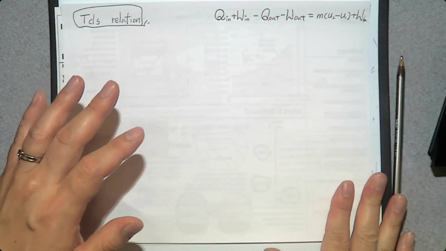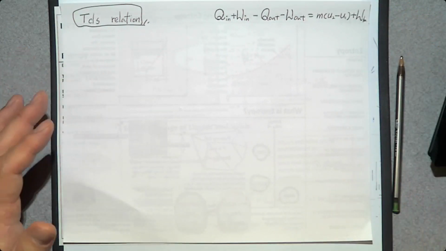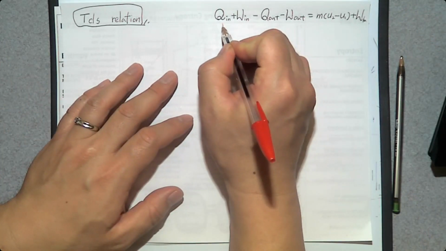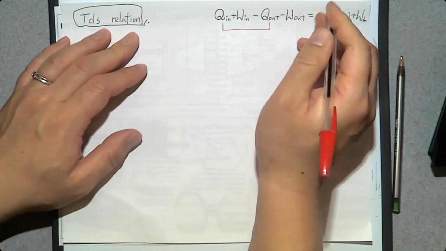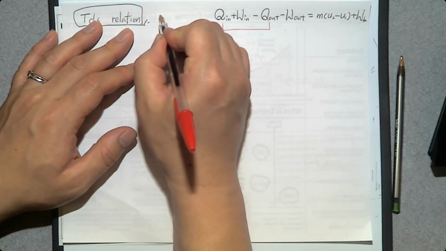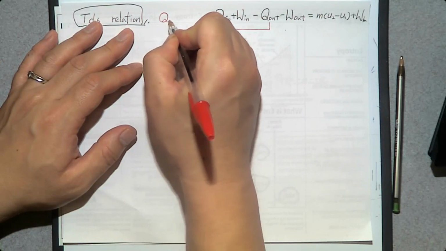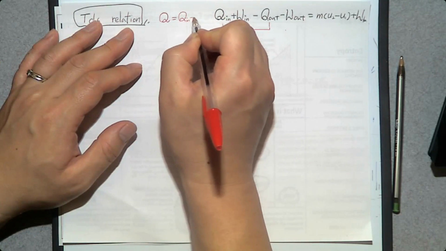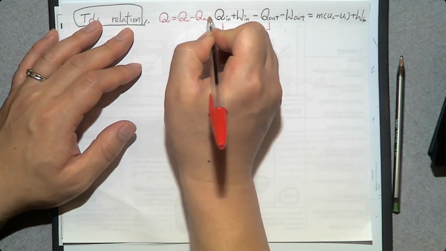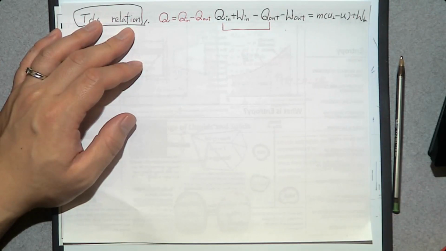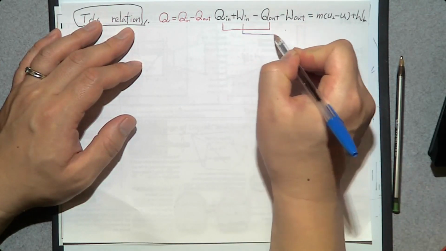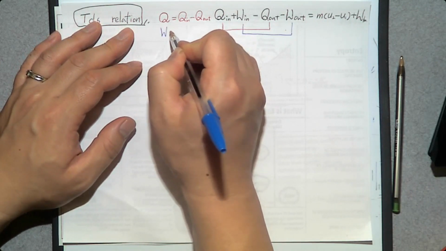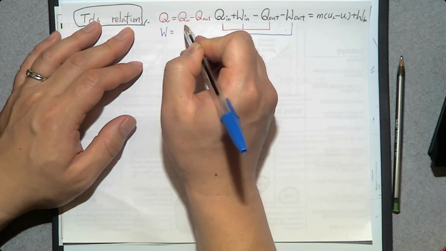Oh, this one looks too complicated. Let's simplify that. How can we simplify this equation? We can combine Q in and Q out. I'm going to say net heat transfer Q is going to be Q in minus Q out. We can also combine W in and W out. How? Net energy transfer by work W is going to be W in minus W out.